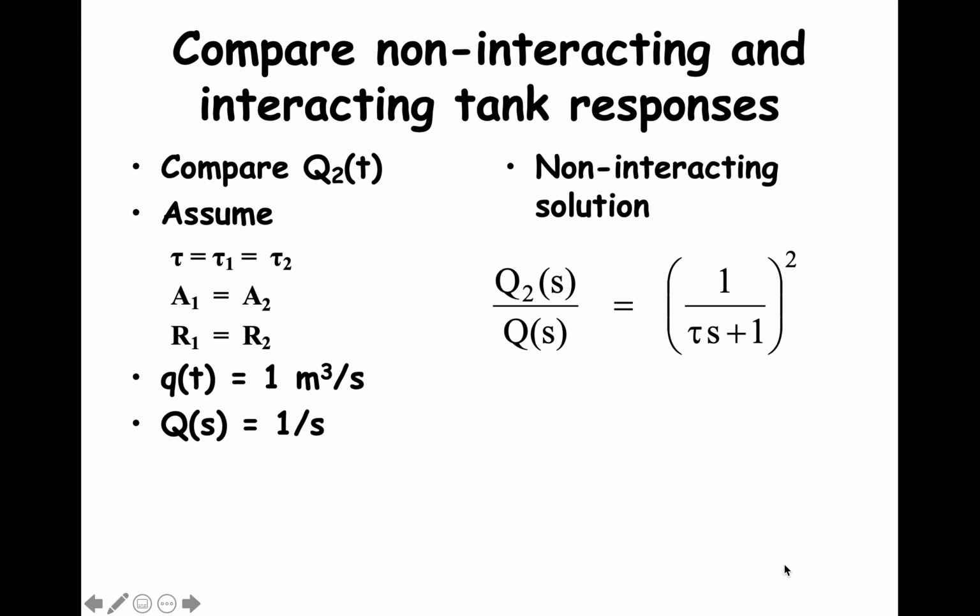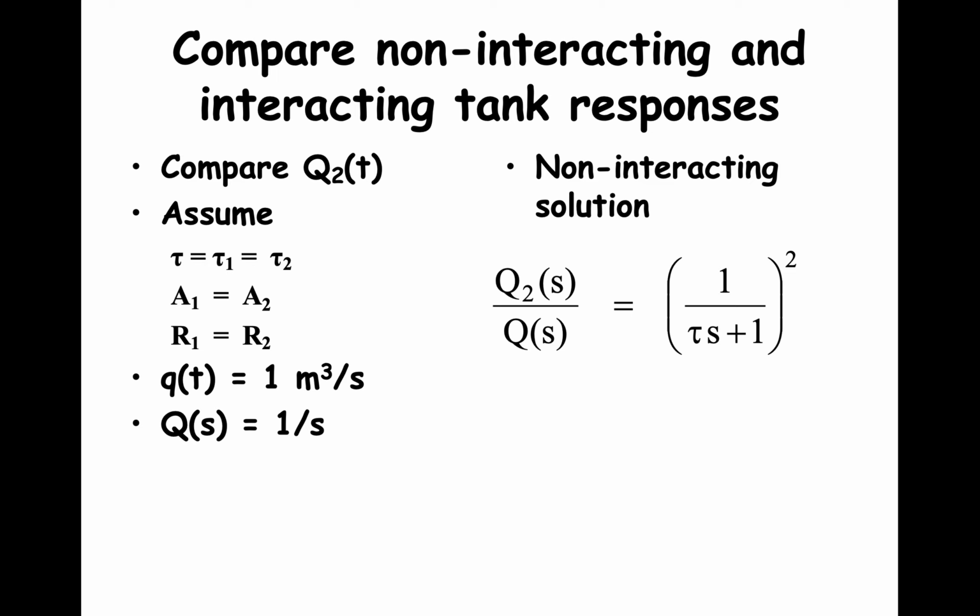Okay, let's compare the time domain results for 2 non-interacting tanks and 2 interacting tanks. Let's look at the outlet flow rate from tank 2. To make things easier, we will assume that the tau values are all equal, all of the cross-sectional area values are equal, and R1 equals R2. Again, we will use a unit step change for the input function Q(t), so Q(s) equals 1 over s.